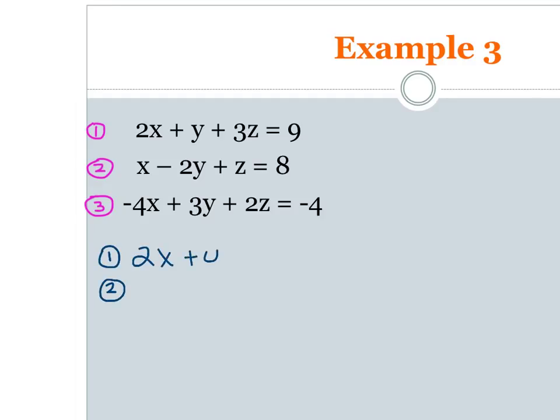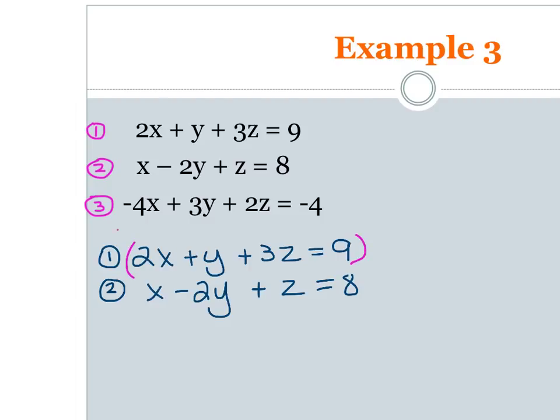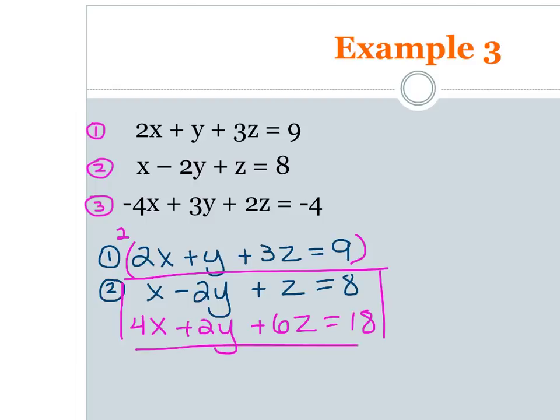So 2x plus y plus 3z equals 9, and x minus 2y plus z equals 8. If my goal is to eliminate, let's say, the y's, because they're already different signs, I can simply multiply my top row by 2. So I'd get 4x plus 2y plus 6z equals 18. And now I'm adding these 2 equations. I'd get 5x, my y's cancel, plus 7z equals 26. And we're going to call this new 1.